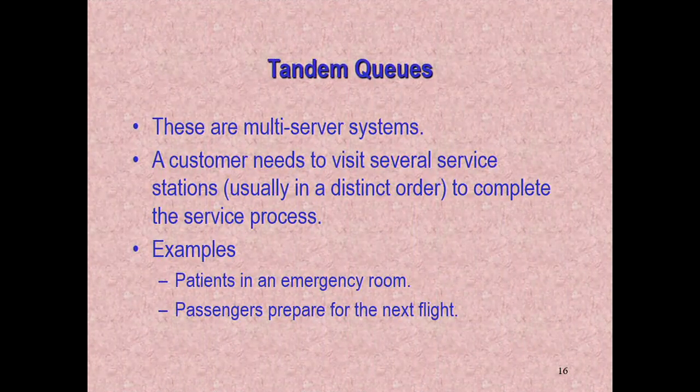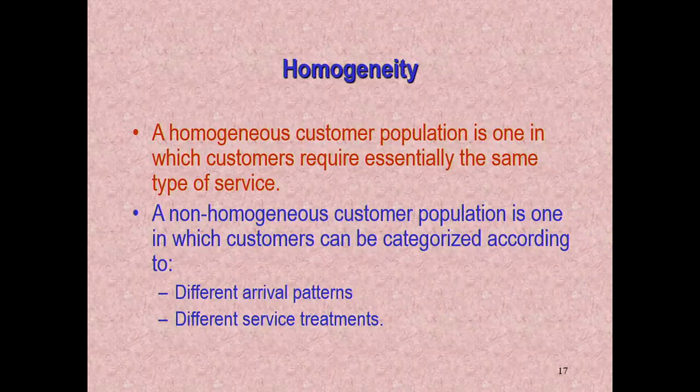Tandem queues, multi-server systems. Customer needs to visit several service stations, usually in an order to complete the service process. Patients in an emergency room, passengers preparing for the next flight. We've talked about that as well. Another characteristic we talk about is the homogeneity of the queue. A very homogeneous customer population is one in which customers require essentially the same type of service.